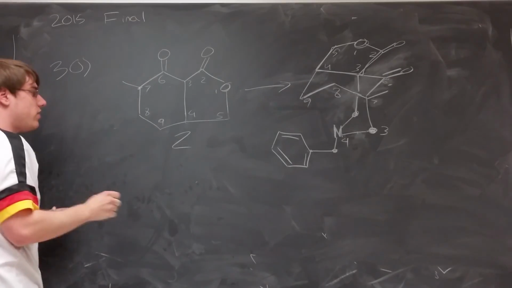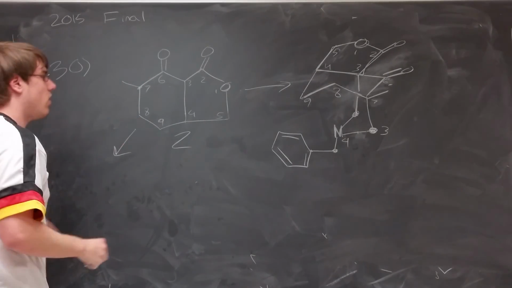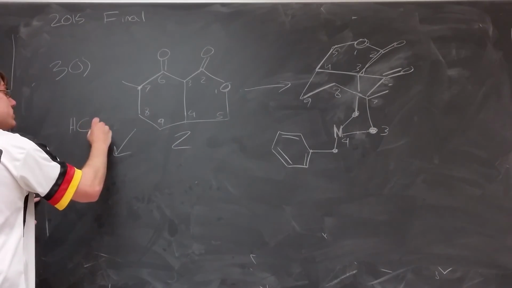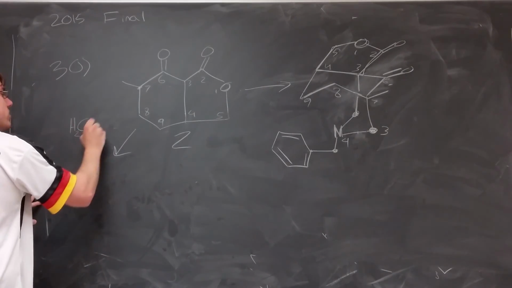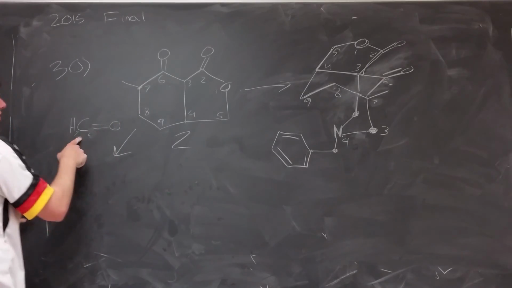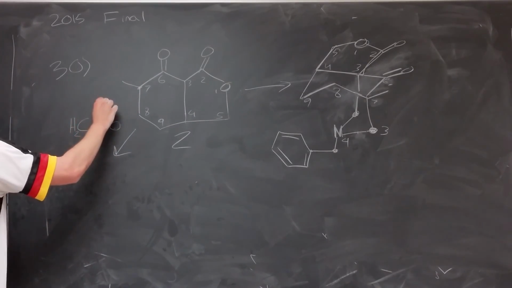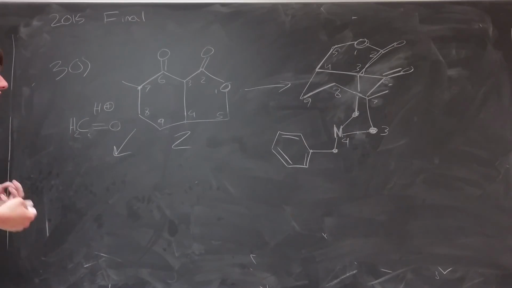So carbon 7 is going to react with the Mannich reaction. So I need a formaldehyde. Formaldehyde will always be the same for the Mannich reaction. So I have C double bond O, CH2, or CH2 double bond O. I have H plus. Now what is the amine group I need to add?